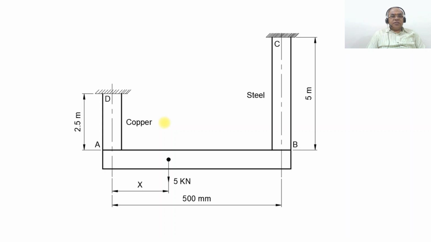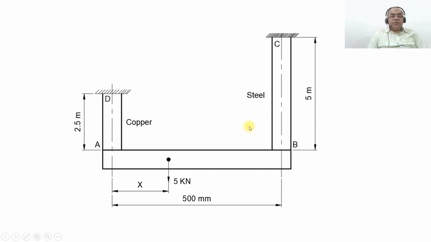So this is the position. We have a copper rod and a steel rod of length 5 meters and 2.5 meters fixed at the ceiling at this distance. There is a horizontal rigid bar, and 5 kilonewton is acting downwards at some particular distance x from the copper rod. These two rods are placed 500 mm apart. So this is the problem, and we need to find the solution.